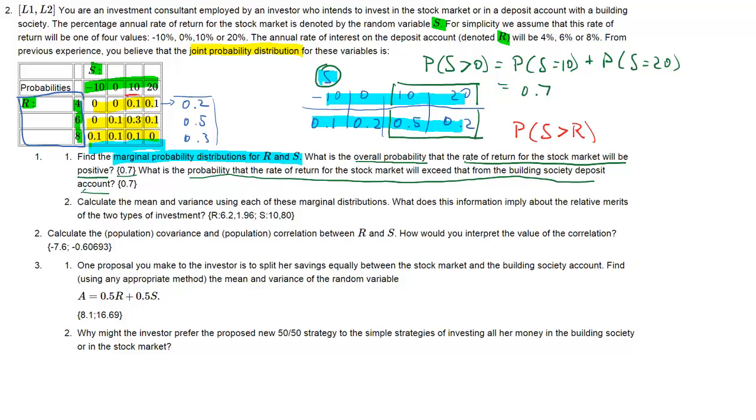Second, what's the probability that the stock market return S exceeds the return for the fixed interest investment R? So we can see the returns 10 and 20 for the stock market return. They will all be bigger than any return the random variable R can provide, and if you add up all these joint probabilities you get 0.7.